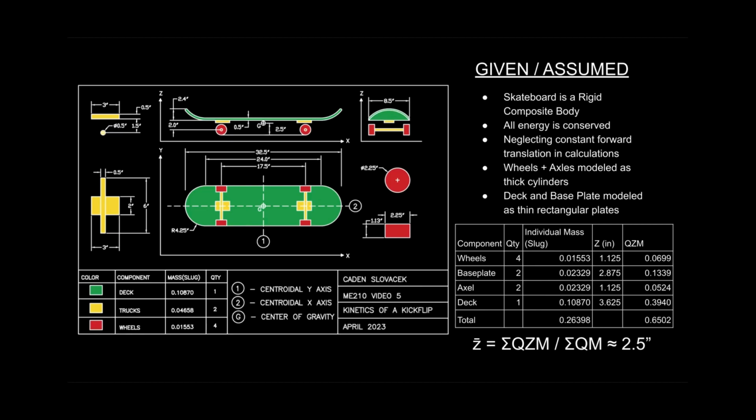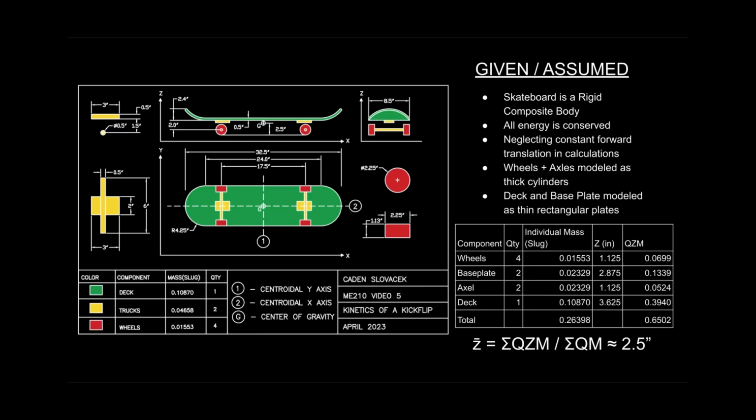For this reason, I've created a simplified model of the skateboard in which the deck and base plates are modeled as thin plates, and the wheels and axles are modeled as thick cylinders. On this page, you can see I'm also working under a couple other assumptions that make the calculations more plausible, and I've also found the center of gravity for the skateboard. Now we have everything we need to begin calculating.